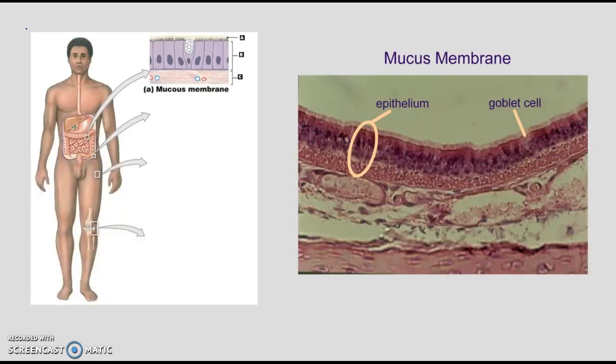So here is a picture that we've all become familiar with when learning about our different tissues. This is an example of a mucous membrane, and you can see it's lining the inside of your small intestine here. So these are going to be simple columnar cells that are secreting mucus from these goblet cells out into the intestines for lubrication.